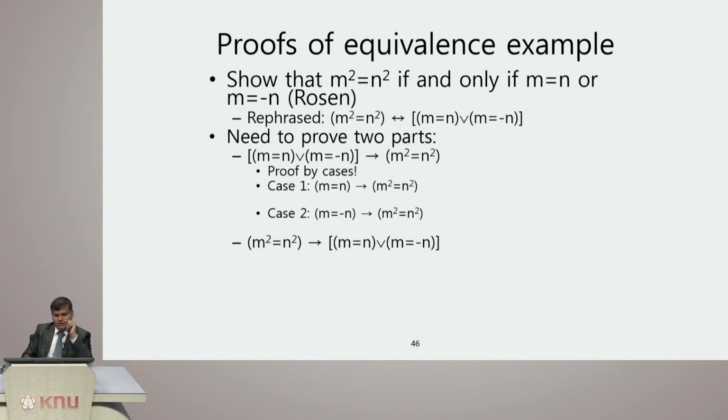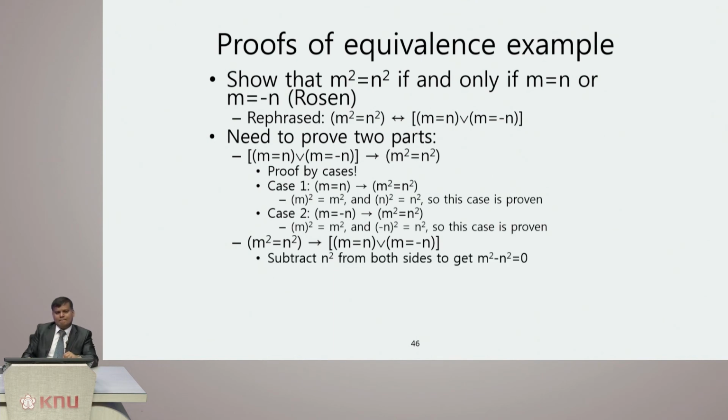So we will take case by case again. In the first case, m equals n, that has been proved, m square equals n square. In the second case, m equals minus n, again we can say that m square equals n square. That's been quite easy to show or prove. So we can thus show this case by case.